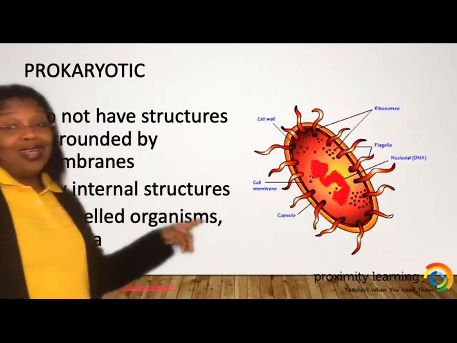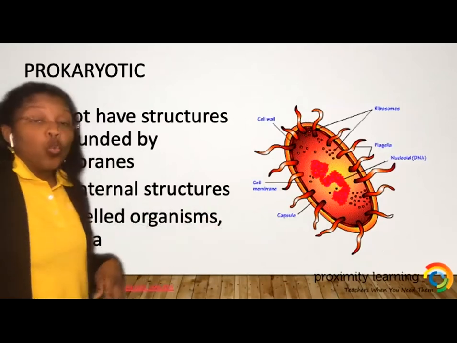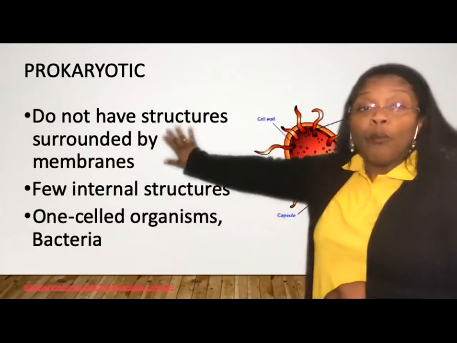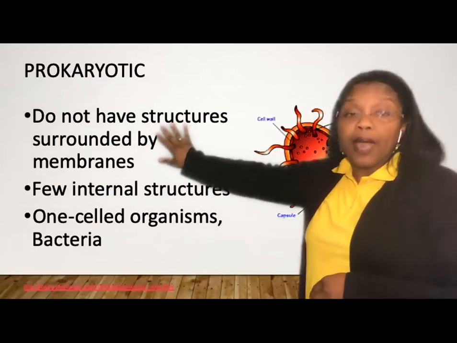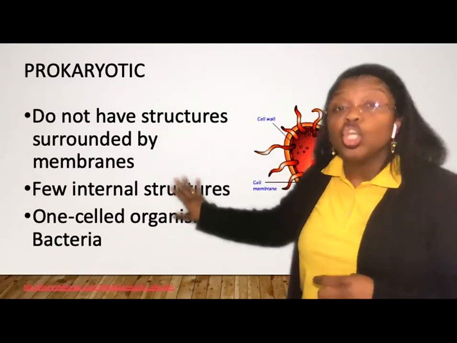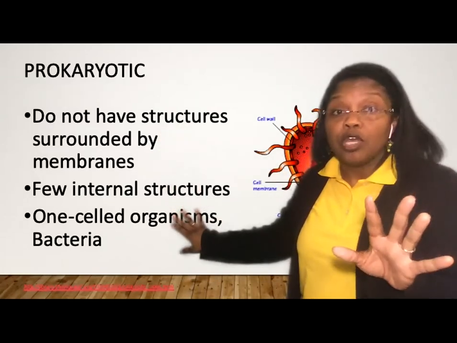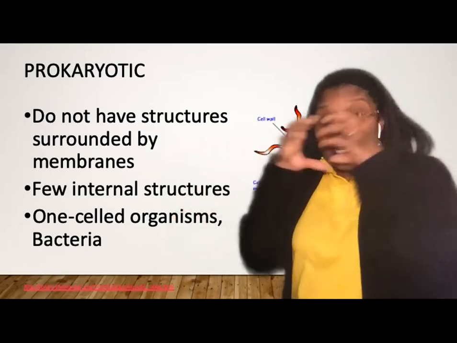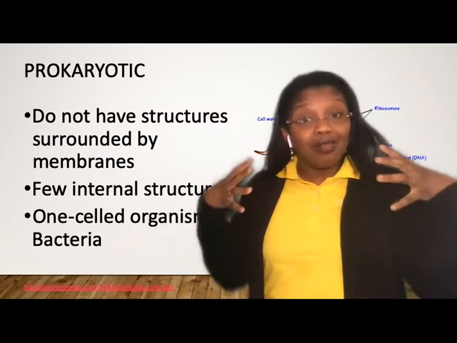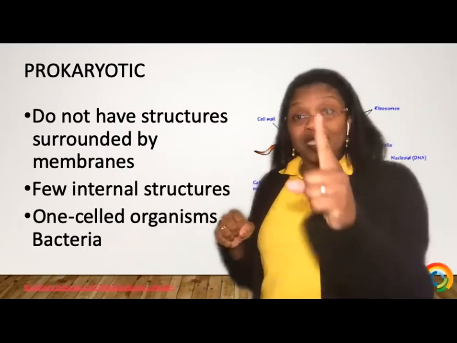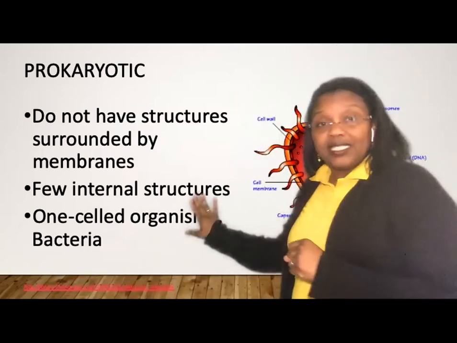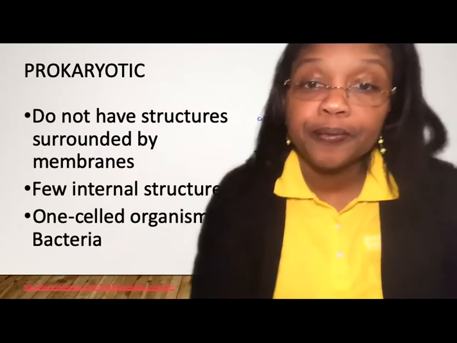Okay, so prokaryotic, one more time. That's the bacteria. So what are some things that we have? We have no membrane-bound organelles inside, very few structures, usually single cells. In other words, bacteria are in and of themselves just one. We are a collection of cells. Bacteria is just one cell as a living organism. That's why it says one-celled, or what they call unicellular.